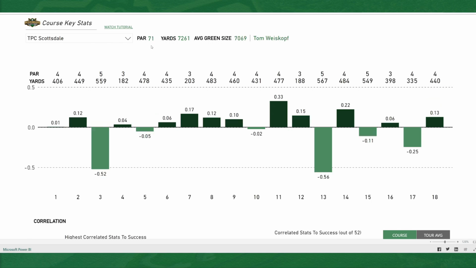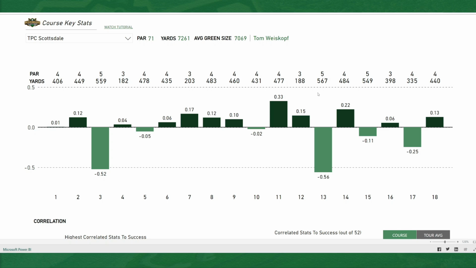The general information like par, yardage, average green size, and architect will always be available at the top. And then you have a stat breakdown, a scoring average by hole, the par for each hole, and the scorecard yardage. This allows you to tell how many easy holes there are, how many difficult holes there are, is there any birdie opportunities out there or birdie streaks.